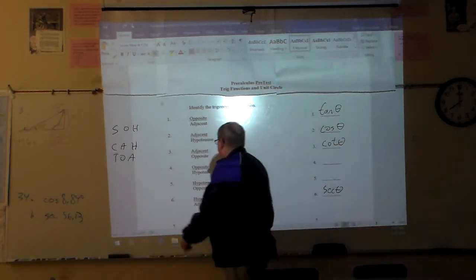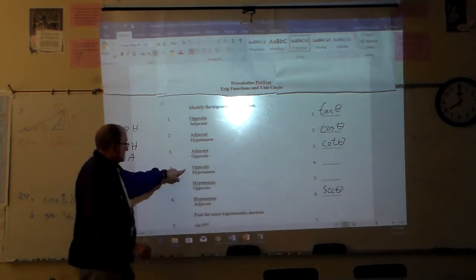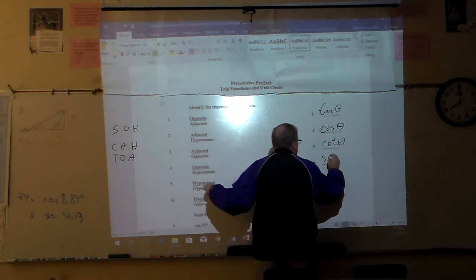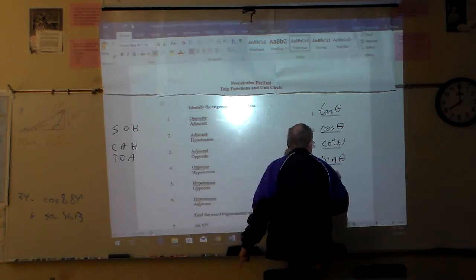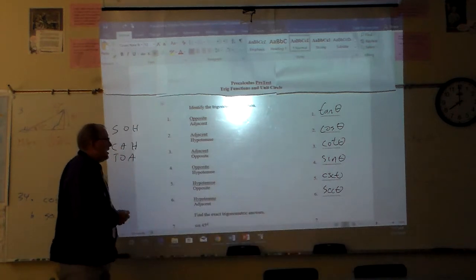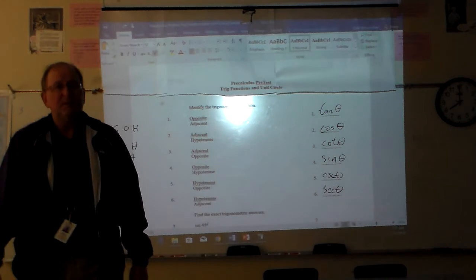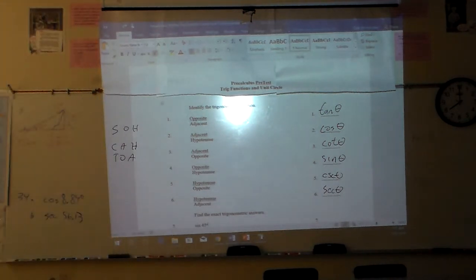And now we have 4 and 5. Opposite over hypotenuse, S, sine. So this is sine theta. And the reciprocal of it is the cosecant, which is right here, the cosecant theta. These you have to memorize. Without memorizing what they are, it's going to be very difficult to do trigonometry ever.